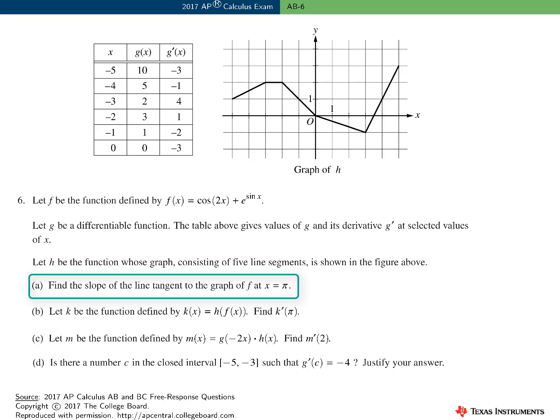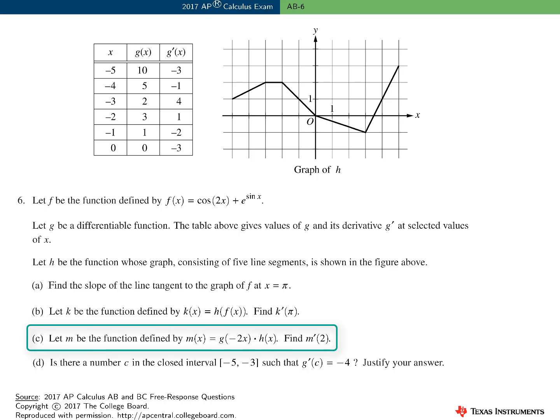In Part A, the student is asked to find the slope of the line tangent to the graph of f at x equal pi. In Part B, another function k is defined so that k of x is h of f of x, and the student is asked to find k prime of pi. In Part C, still another function m is defined to be m of x is g of minus 2x times h of x, and the student is asked to find m prime of 2.